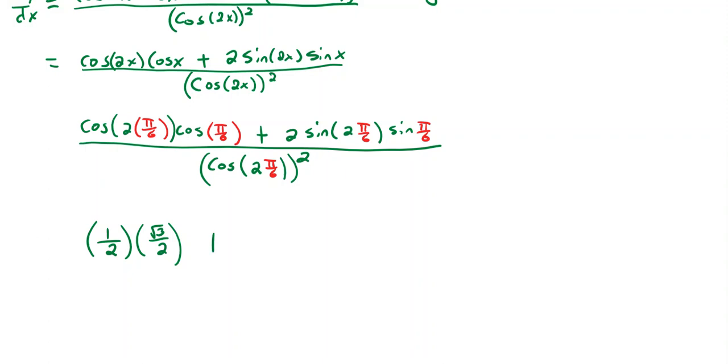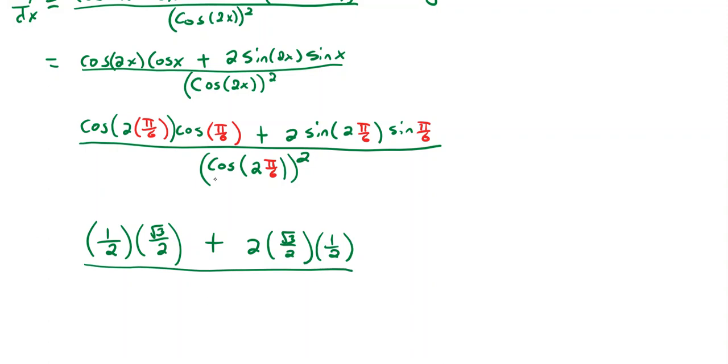All right, moving on. So then plus 2. Now the same thing, right? Sine of 2 times pi over 6. Well, that's really, the 2 and the 6 simplify. That's pi over 3. So what's sine of pi over 3? That's root 3 over 2. And then the last part here is sine pi over 6. That would be a half. All over.